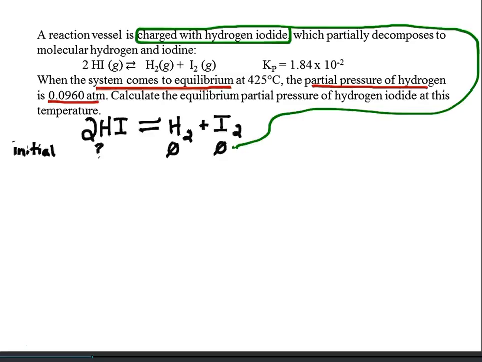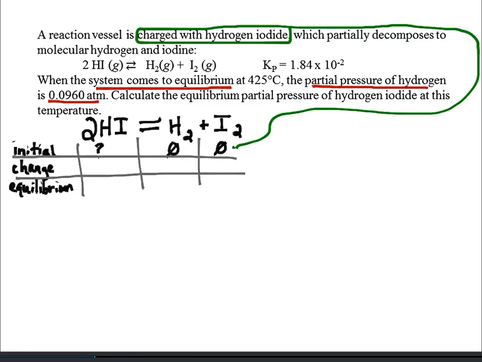You know at equilibrium that the partial pressure of hydrogen is 0.0960 atmospheres. And since you initially started with no iodine, then you know that its equilibrium partial pressure must also be 0.0960 atmospheres because the stoichiometry is 1:1. And since PV equals nRT, if you have the same number of moles formed, then it will have the same partial pressure.